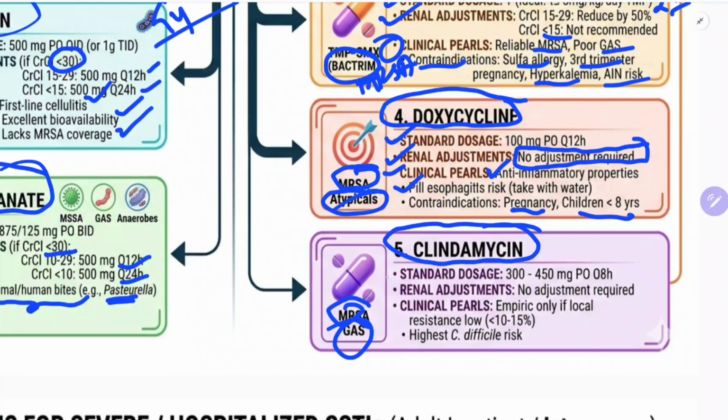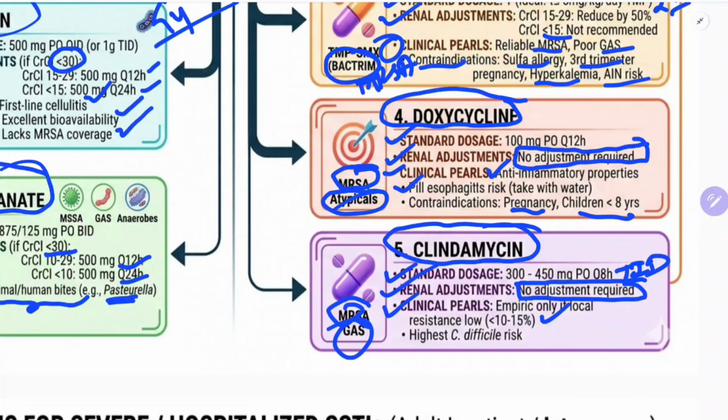Okay. Standard dose is 300 to 450 mg per oral thrice daily, TID. Renal adjustment is not required. This is one important thing: doxycycline and clindamycin do not require any renal adjustment. Clinically, you can use it as empiric therapy only if local resistance is low. I use it very much. I don't see resistance in my area especially.